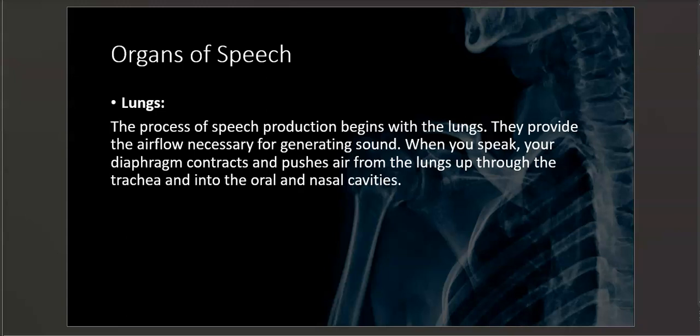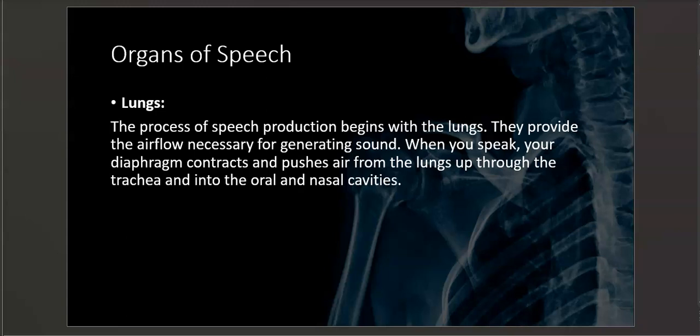The process of speech production begins with the lungs. Listen to that. Our lungs are very important. They provide the airflow necessary for generating sounds. When you speak, your diaphragm contracts and pushes air from the lungs up through the trachea and into the oral and nasal cavities. Okay, so lungs are where our speech production begins. So anytime we talk, there's a contraction in the diaphragm. I will show you all these pictures.